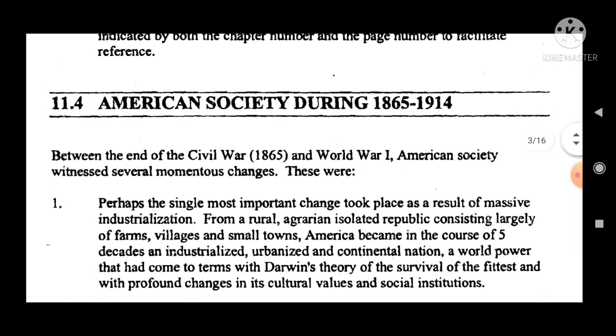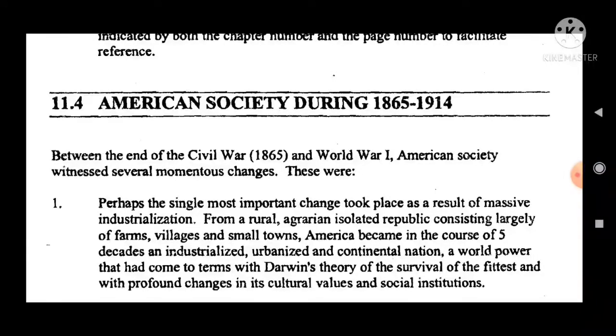Then, American Society during 1865 to 1914. So already I have discussed that it is a socio-cultural novel, a socio-cultural novel of 1865 to 1914. That is American Society during 1865 to 1914.